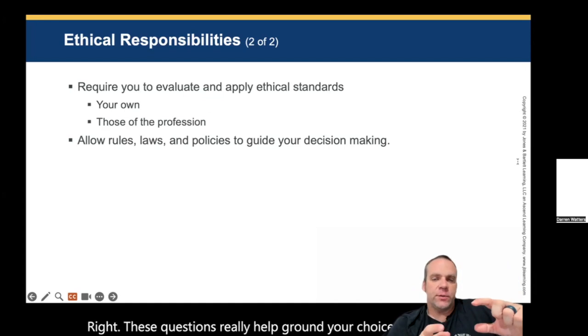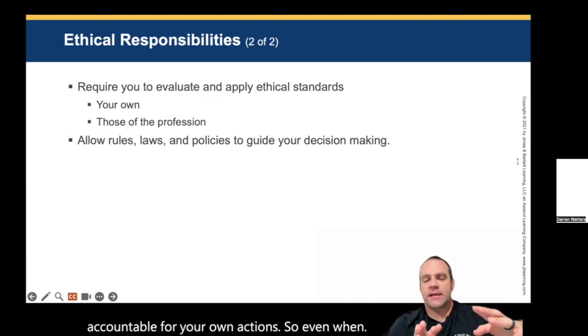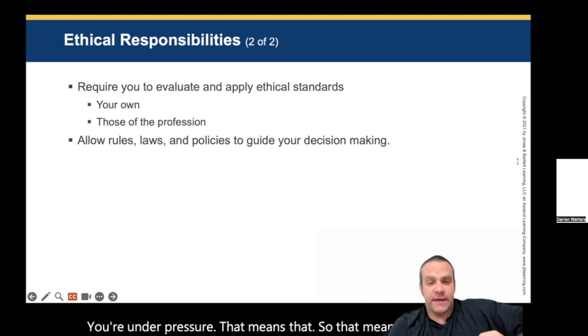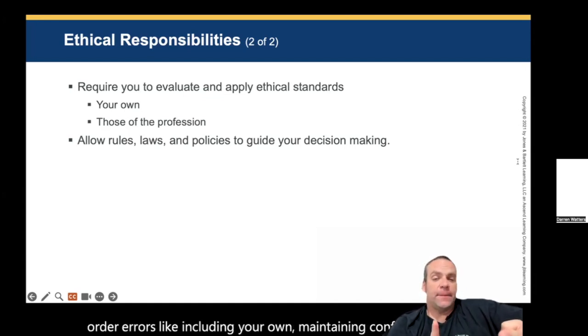So remember, you are accountable for your own actions. So even when you're under pressure, that means speaking up when you see unsafe or dishonest behavior, reporting medical errors, including your own, maintaining confidentiality and dignity, being fair and impartial, regardless of a patient's race, background, or choices.